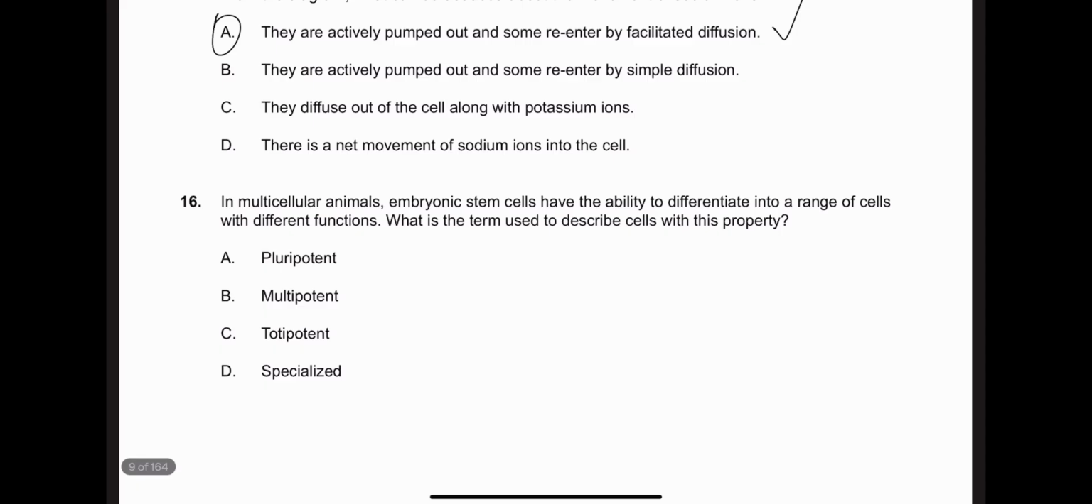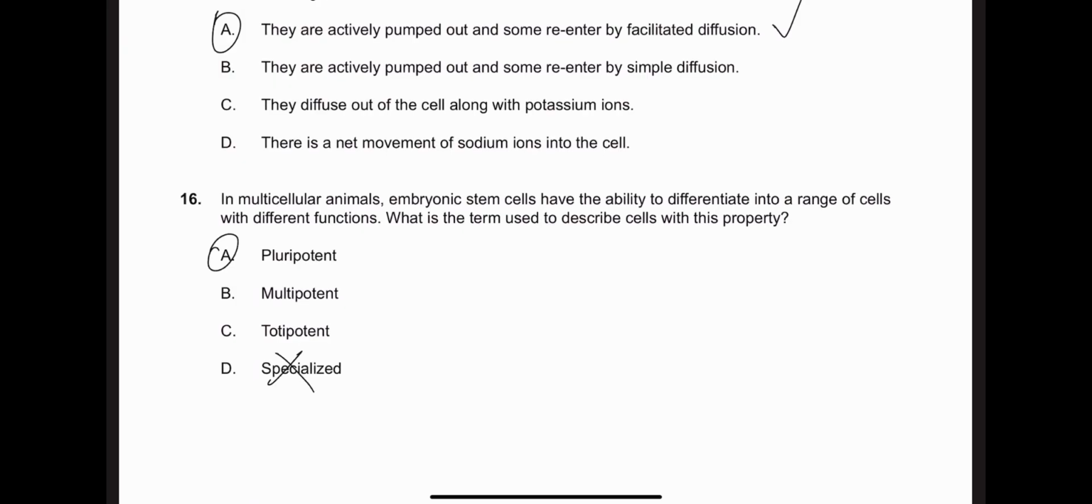Okay, question number 16. In multicellular animals, embryonic stem cells have the ability to differentiate into a range of cells with different functions. What's the term to describe cells with this property? So the property of embryonic stem cells. Remember, this is a pure definition. You should just know that embryonic stem cells are what we call pluripotent. Yeah, they have a very wide capacity to differentiate. I mean, you know it's not specialized, right? It's one of these three, and you should know that it is pluripotent.